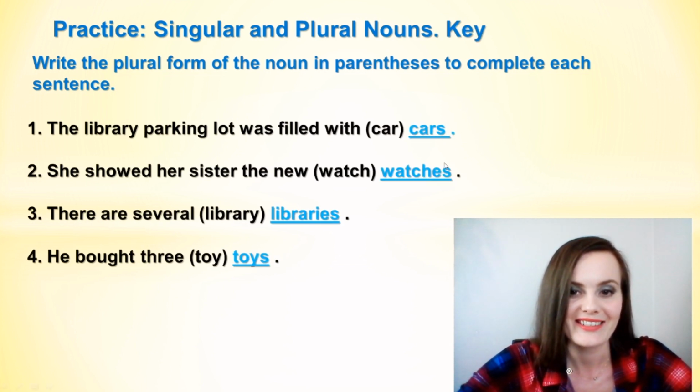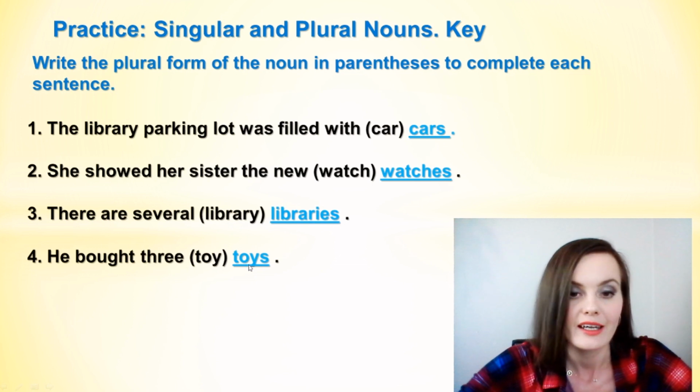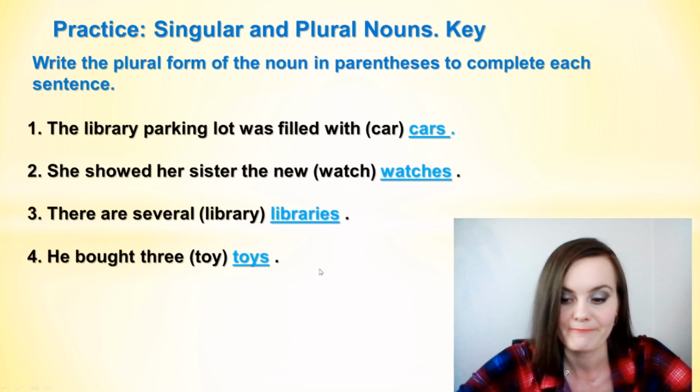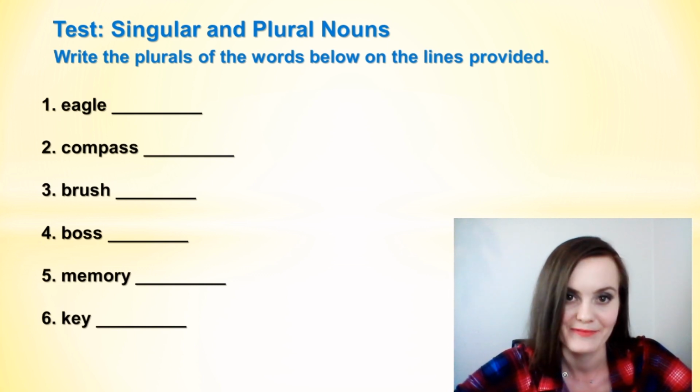Here are our answers. Cars, watches, ends with ch. That's why we add es. Library ends with consonant and y. That's why we change y into an I and add es. And toy, toys, even though it ends with y, there is a vowel before that. That's why we just add an s. Okay, and now it's time to do the test.